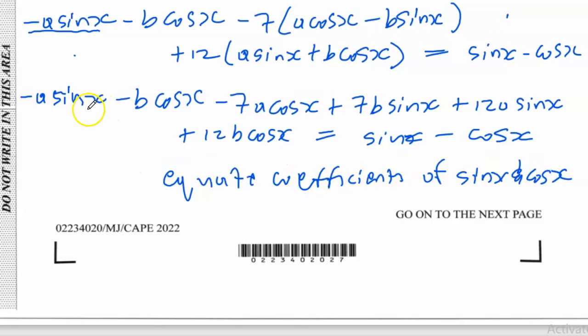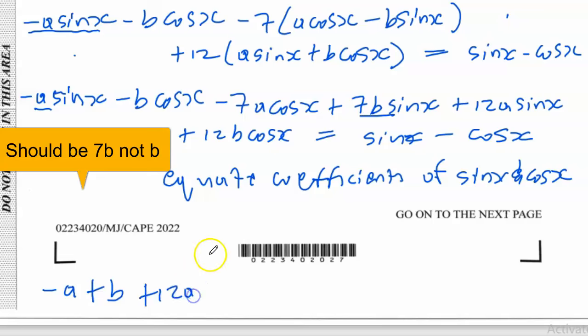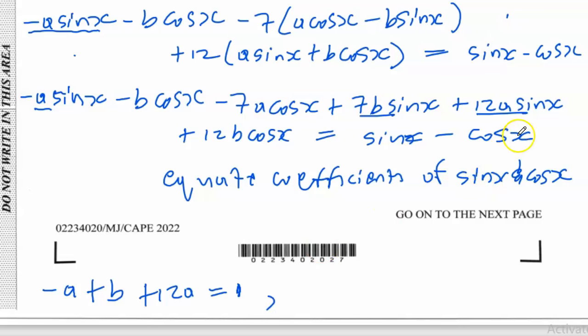So on the left hand side, let's do the sin x first. For sin x, the left hand side has a minus a. For sin x again, there's a 7b. For sin x again, there's a 12a, and that's it. And on the right hand side, it's 1 sin x. Let's deal with the coefficient now for the cos x. So for the cos x, there's a minus b on the left. For cos x, we have minus 7a. And we have 12b. And on the right hand side is negative 1 cos x, so it's negative 1.